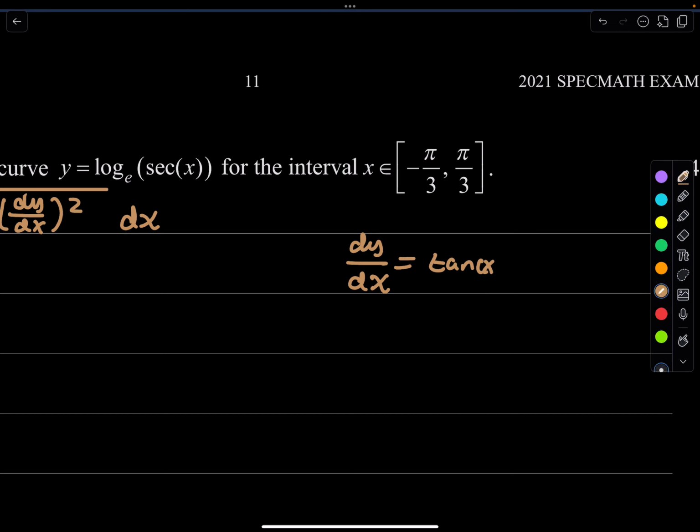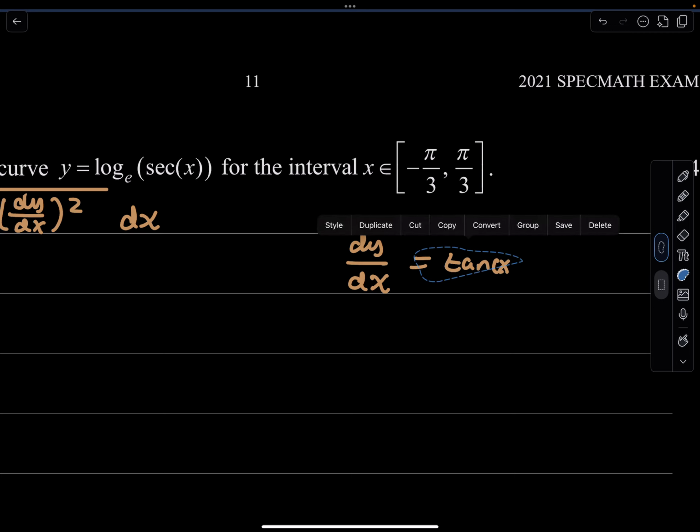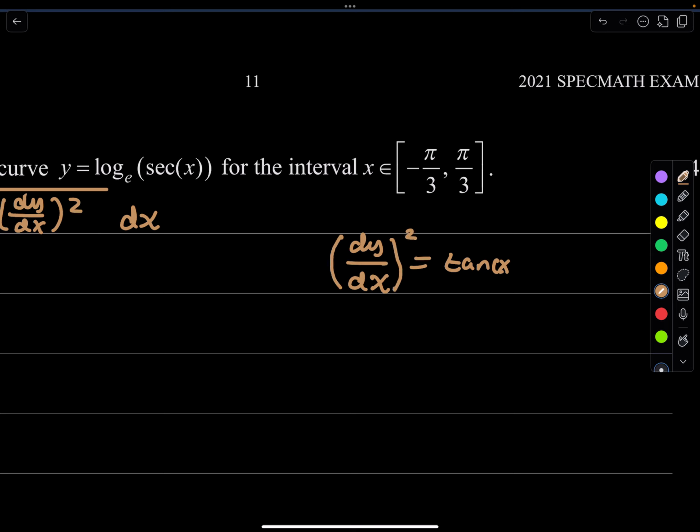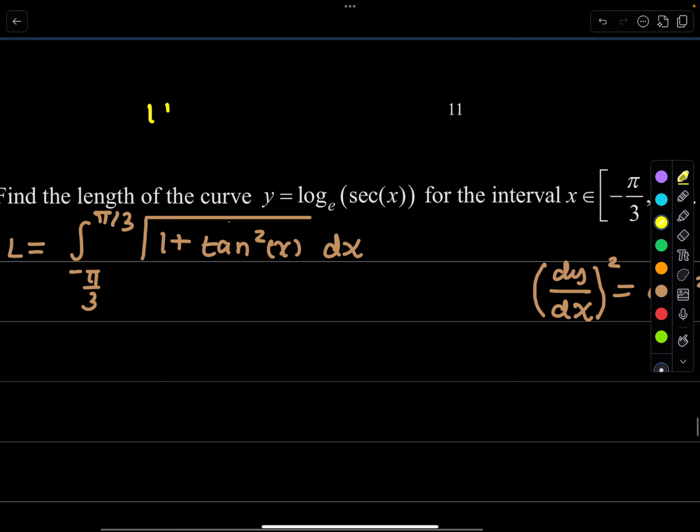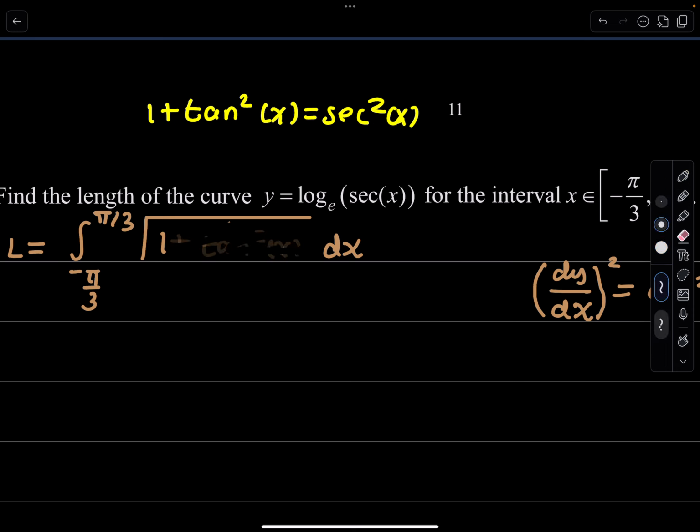So that's your derivative, and of course, you're squaring that, so it'll be tan squared x. We can put that in here. And if you don't know straight away, 1 plus tan squared x is one of your identities, it's in your formula sheet, equal to secant squared x. So we can replace this with secant squared. And the square root and the squared are going to cancel out.